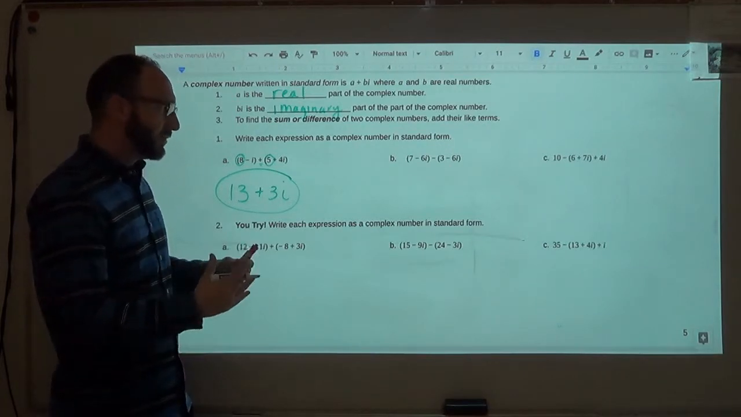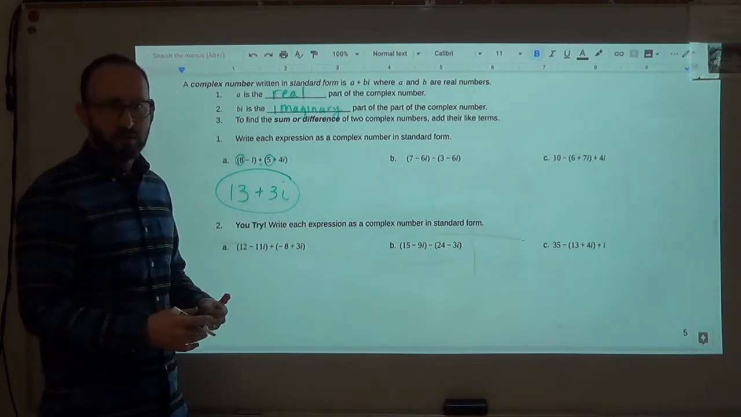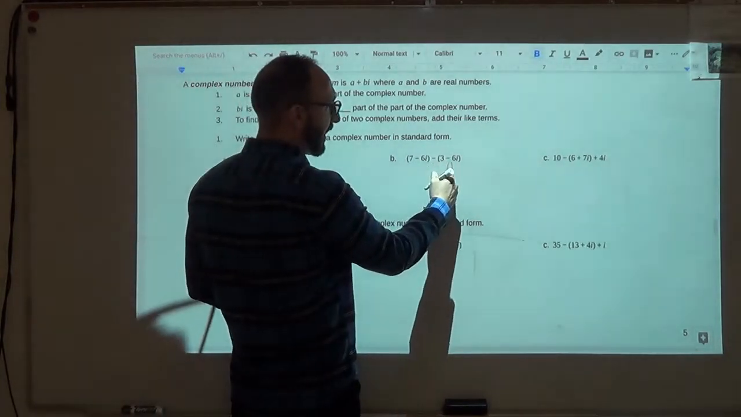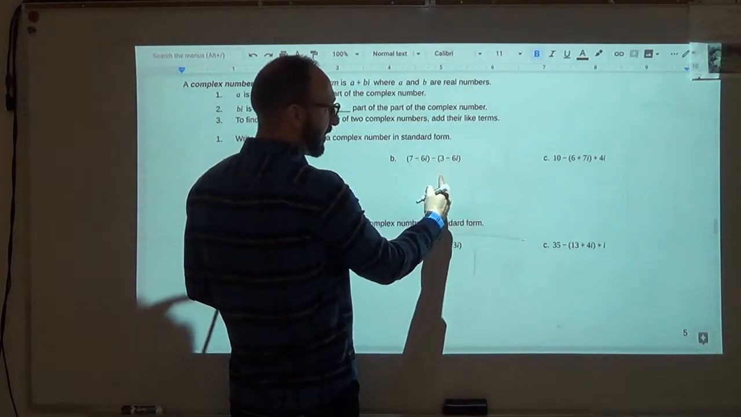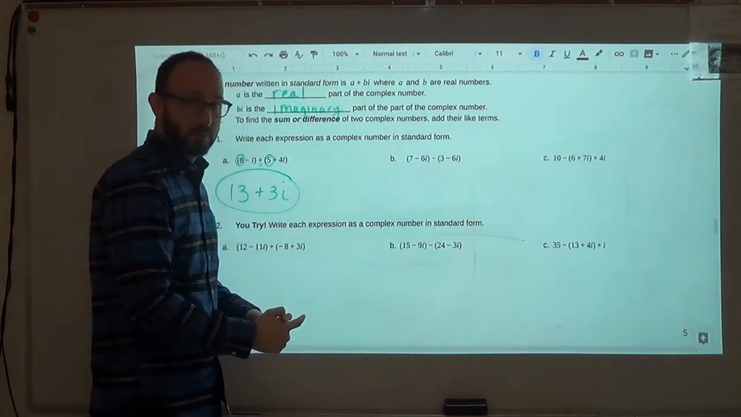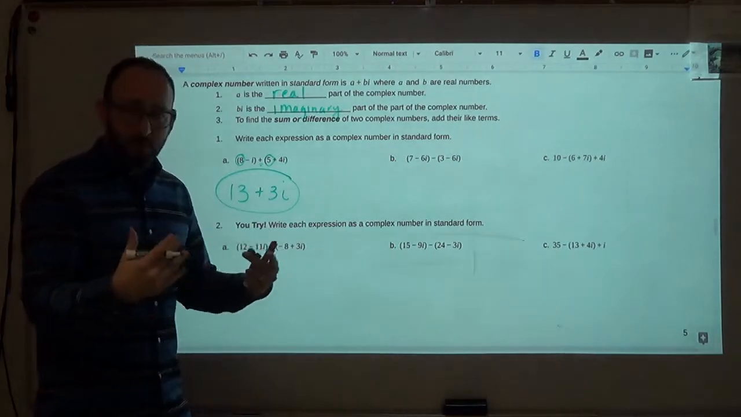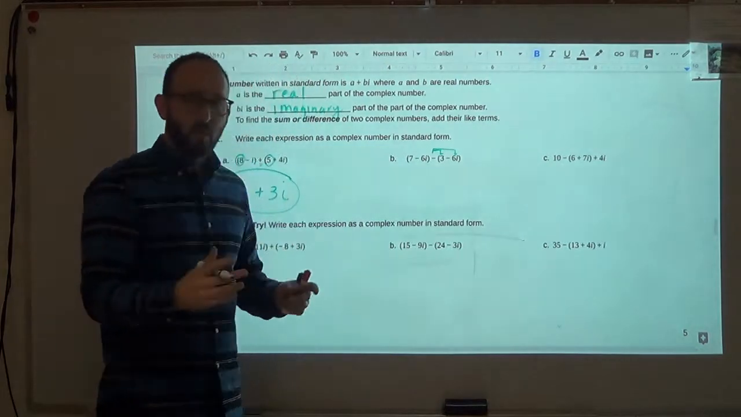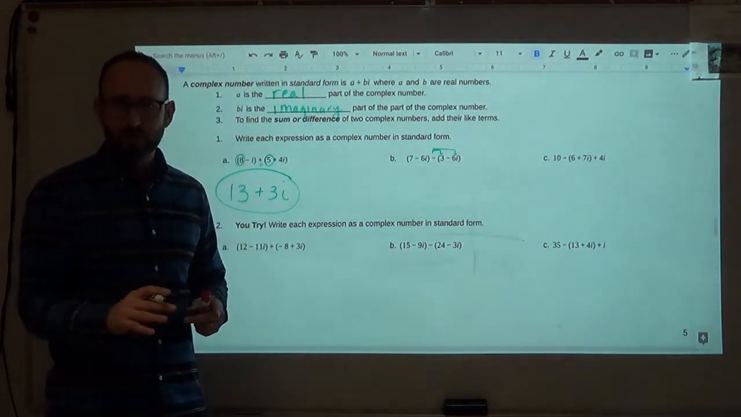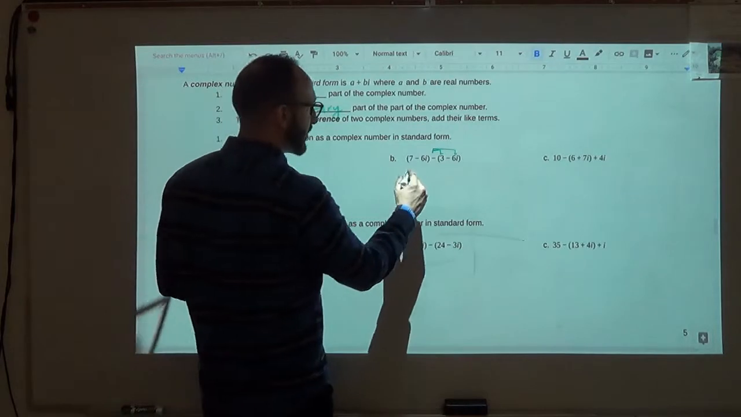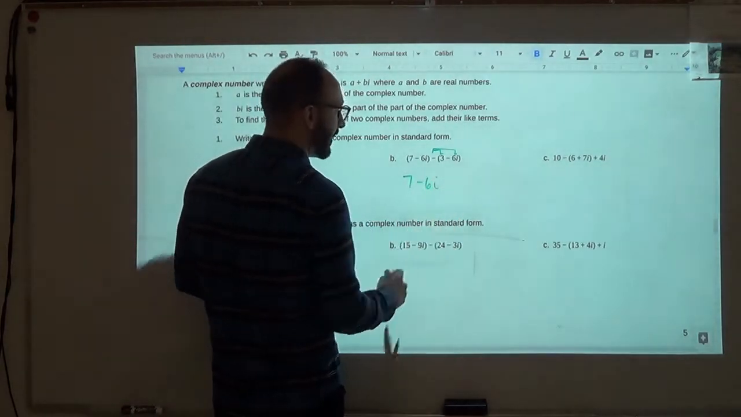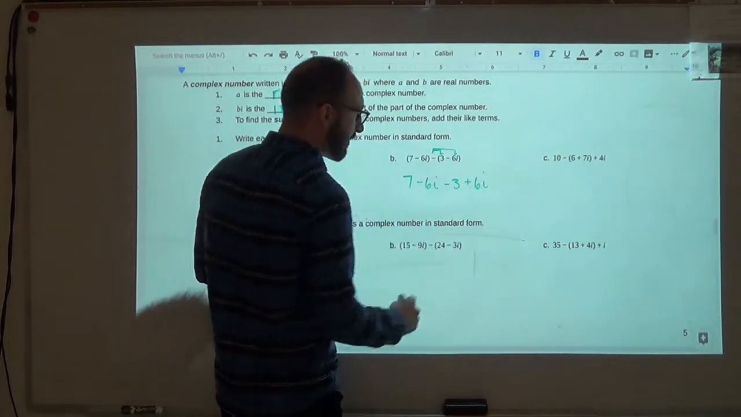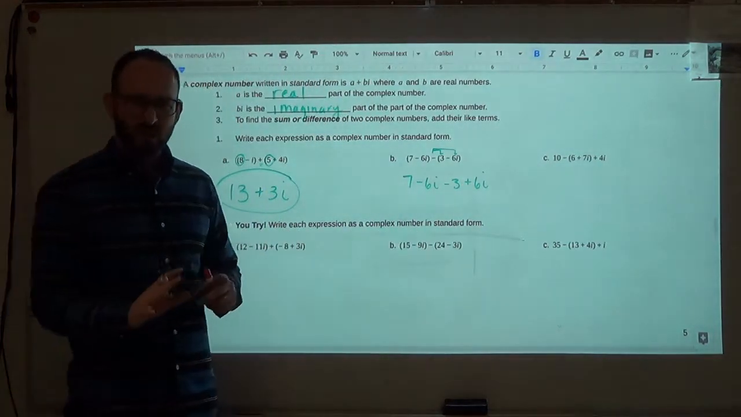Let's take a look at part B then. I would say just be careful when you're subtracting imaginary numbers, because here this negative is going to be applied to both the real and the imaginary part. Some people like to immediately distribute a -1 to both of those terms and then rewrite the expression. Are we clear on that, yes or no?